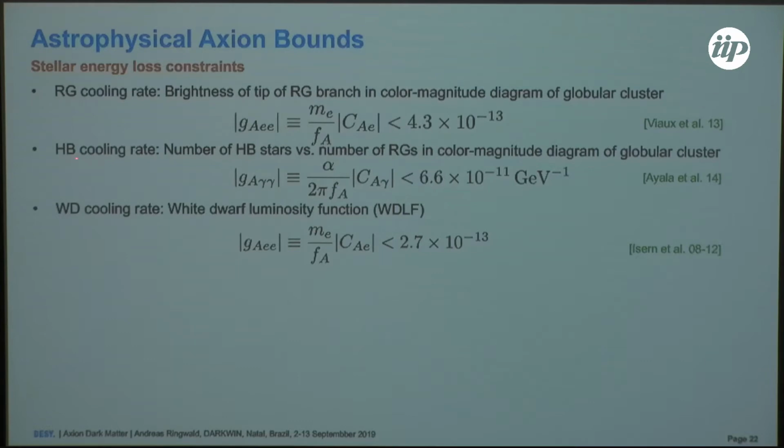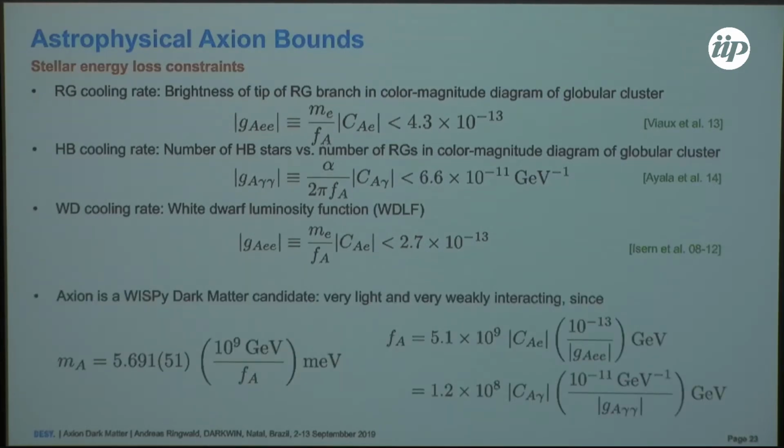So from the horizontal branch cooling rate, one gets an upper limit on the axion photon-photon coupling, on this F F-dual coupling, which is 6.6 × 10⁻¹¹ GeV⁻¹. And from the white dwarf cooling rate inferred from the white dwarf luminosity function, you also get a limit which is comparable to the above.